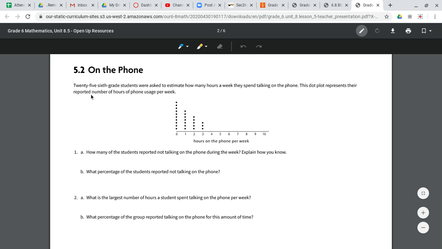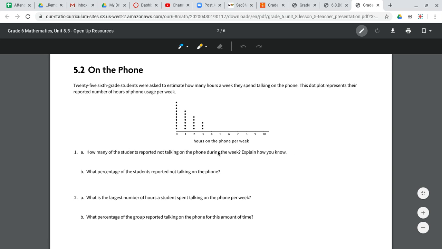On the phone, 25 6th grade students were asked to estimate how many hours a week they spend talking on the phone. This dot plot represents the reported number of hours of phone usage per week. Looking at this, it looks like several of them have 0 hours of phone usage per week. Then we've got 1 hour, 2 hours, and the highest we have is 3 hours per week. So for question number 1, how many of the students reported not talking on the phone during the week?